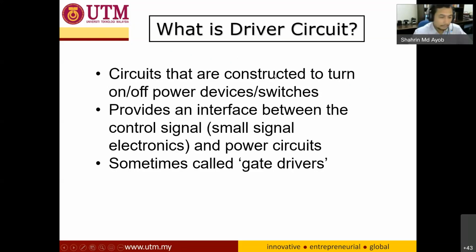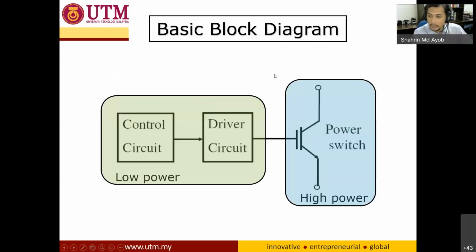So this is the block diagram that shows the position of the driver circuit or gate drive. It is an interface located between the control circuit and the power circuit.